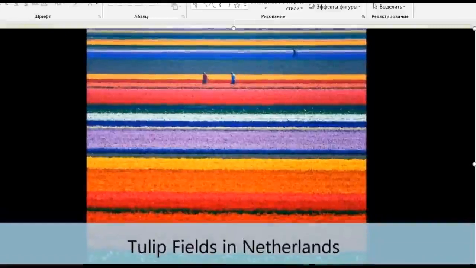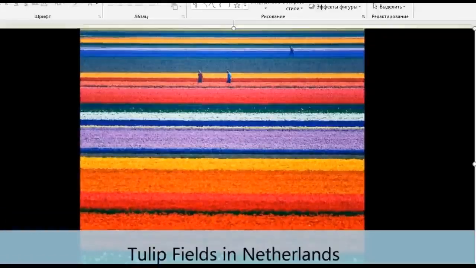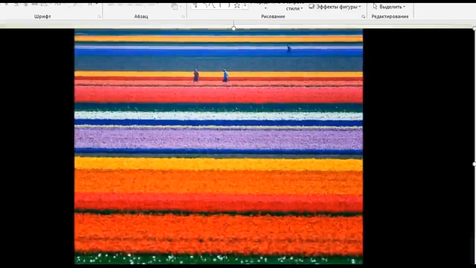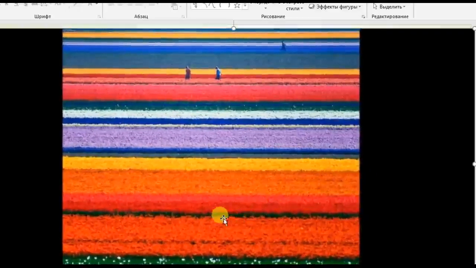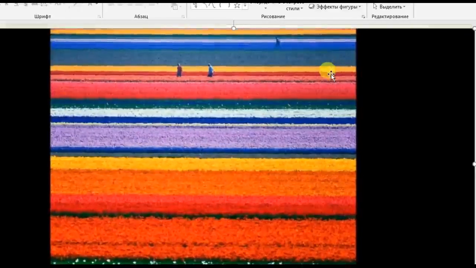Tulip fields in the Netherlands. In late April through early May, the tulip fields in the Netherlands colorfully burst into full bloom. Fortunately, there are hundreds of flower fields dotted throughout the Dutch countryside, which means that tulips are never very far away. Different colors, like in a fairy tale.